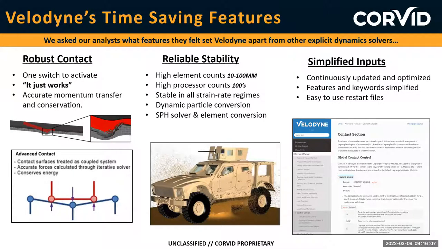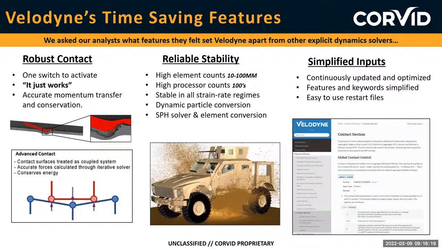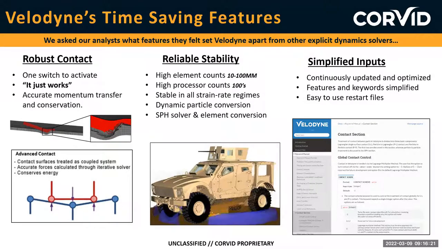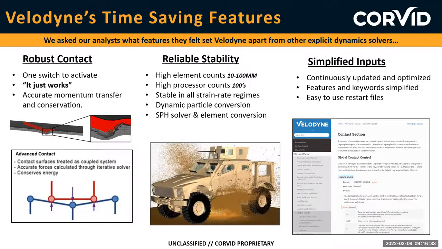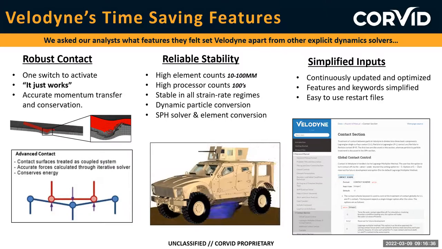So as an analyst, I've only ever really used Velodyne, so I had to ask around the office to find out what sets it apart from some of the other solvers out there. And it was pretty unanimous. Our analysts all agree on three key differentiators. First and foremost is Velodyne's robust contact. So the phrase I kept hearing was, it just works. Within Velodyne, contact pairs are generated as needed in an iterative approach for solving forces within Velodyne's algorithms. Our contact solver is well suited for a diverse mesh density, as well as for high velocity impact mechanics.